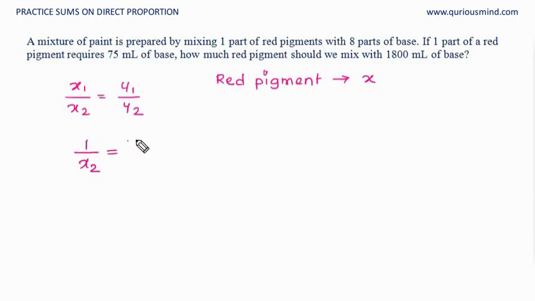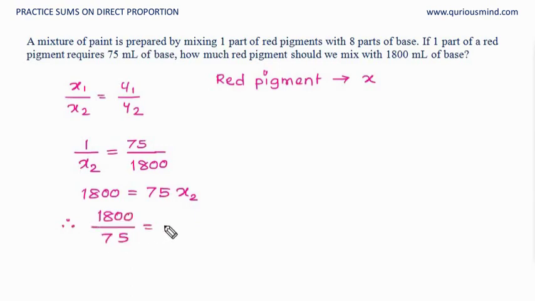So for 1 we require 75 ml. So 75 upon, and we need to find for 1800 ml. So Y1 is 75 and Y2 is 1800 ml. So now we'll solve using transposition. So X2 goes this side and 1800 goes this side. So 1800 is equal to 75 X2, and therefore 75 comes this side, so it will be 1800 divided by 75 is equal to X2.